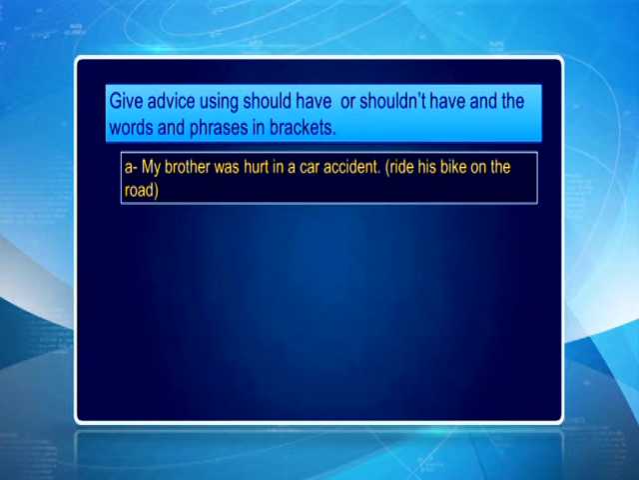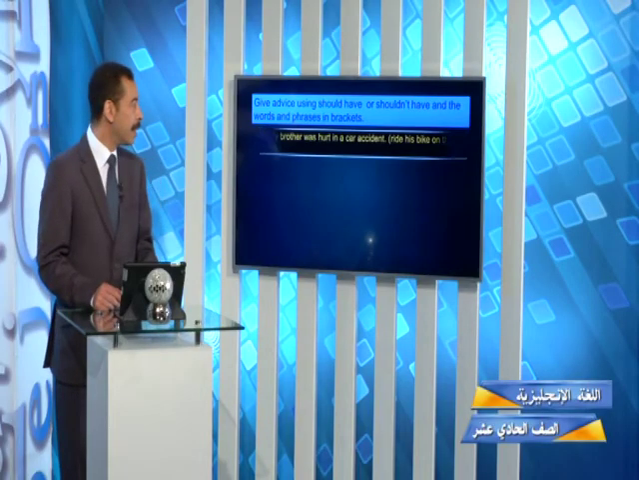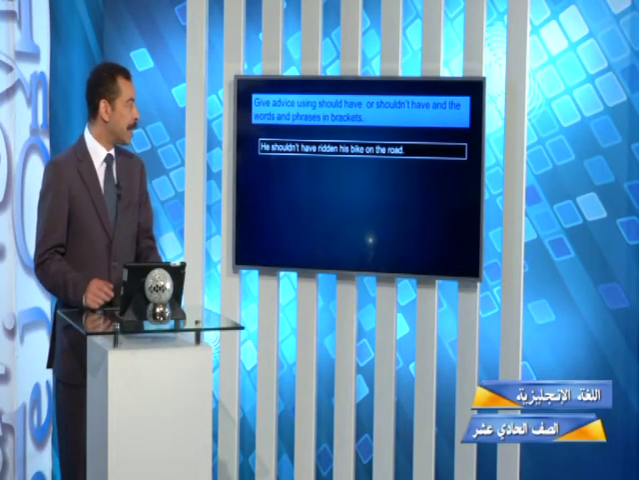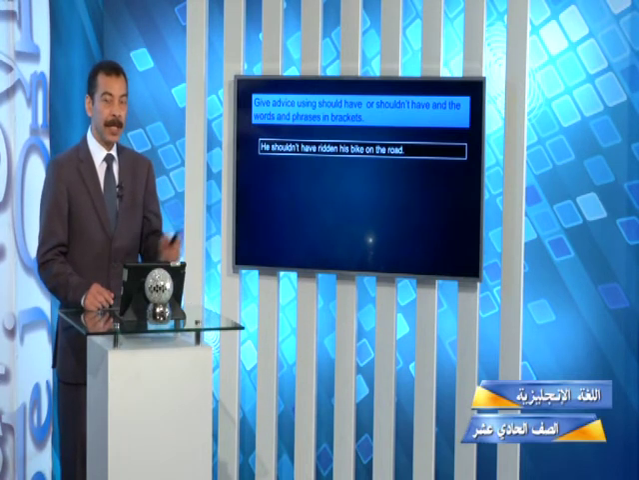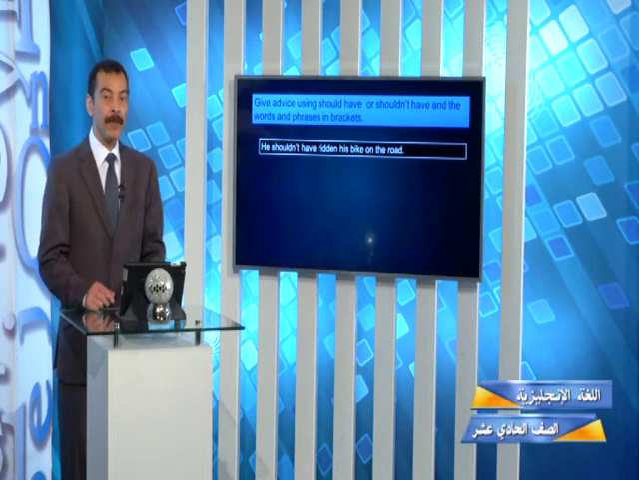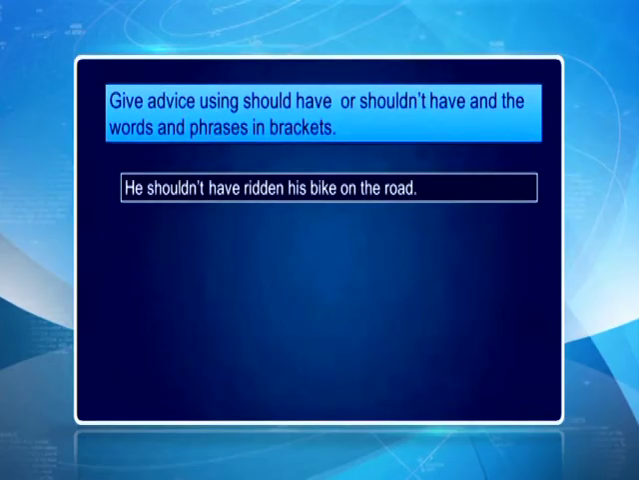So my brother was hurt in a car accident, normally because he rode his bike on the road. So if you want to advise him or criticize him, you say he shouldn't have ridden his bike on the road. And please pay attention here to the past participle of the verb ride. He shouldn't have ridden his bike on the road.